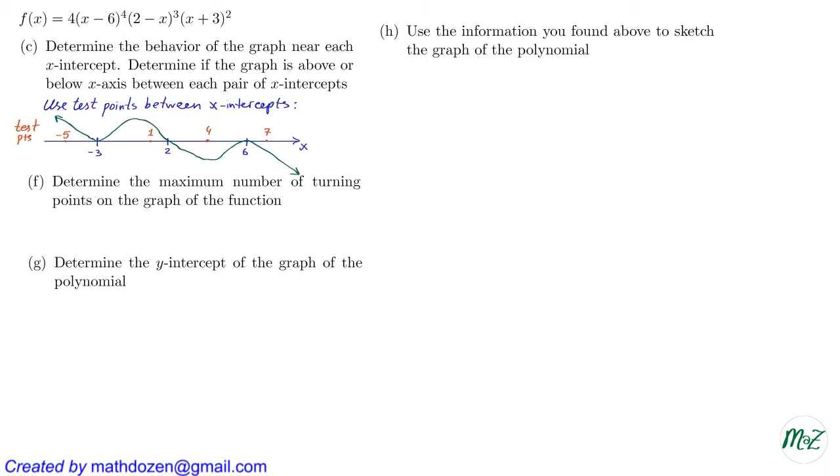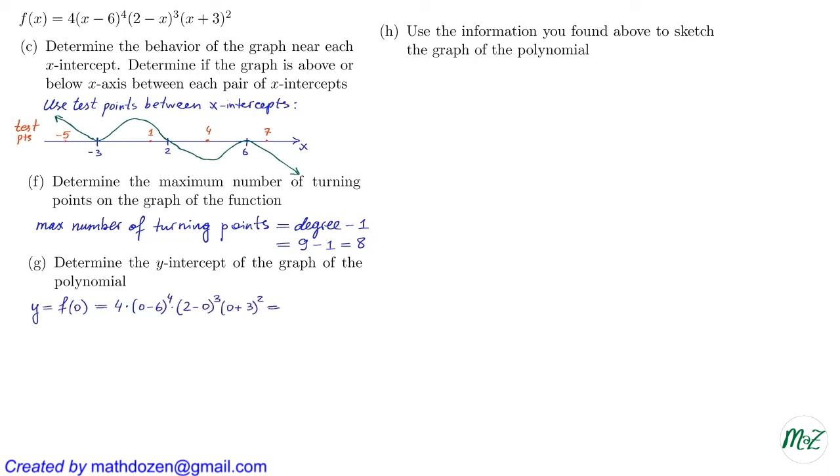Well, so the first question is about the maximum number of turning points of this polynomial, and that number is equal to the degree of the polynomial minus 1. We have calculated previously that the degree of the polynomial is 9, so 9 minus 1 is going to give us 8. So the maximum number of turning points is 8 for the graph of the polynomial.